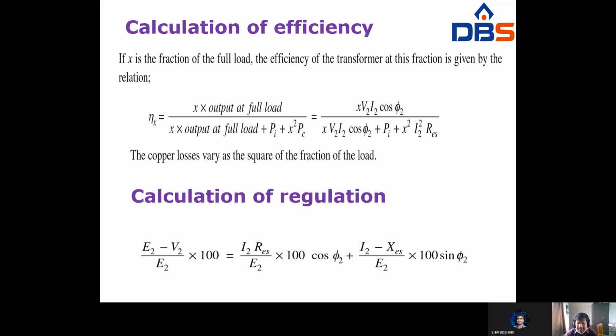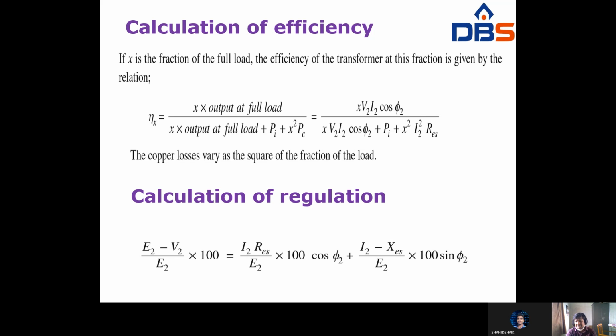Generally, the efficiency at any fraction X is eta X equals X times the output at full load, divided by X times the output at full load plus iron losses plus X square times the full load copper losses. Suppose we take the secondary side parameters, that is, referred to the secondary.